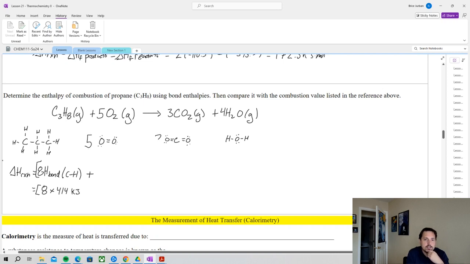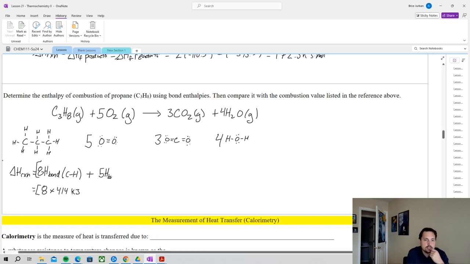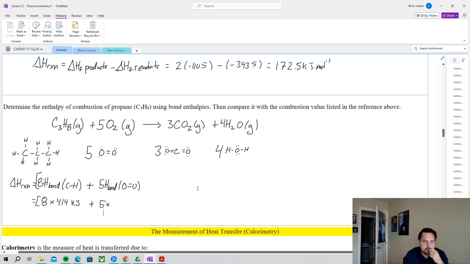So I like to put a 5, a 3, and a 4 here so I remember how many of each of them there are. So there's going to be 5 O=O bonds. Okay, I don't remember what that is. I'll look that up. It was 5 O2.